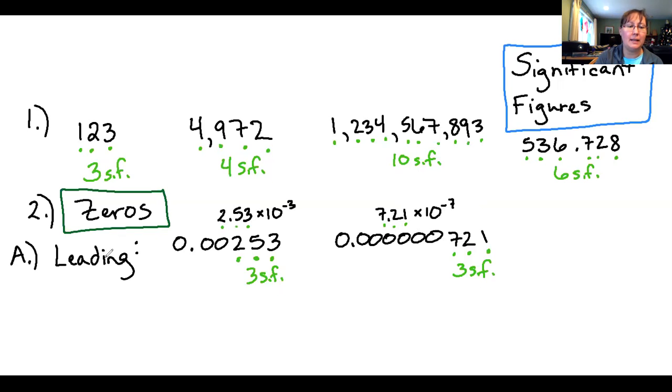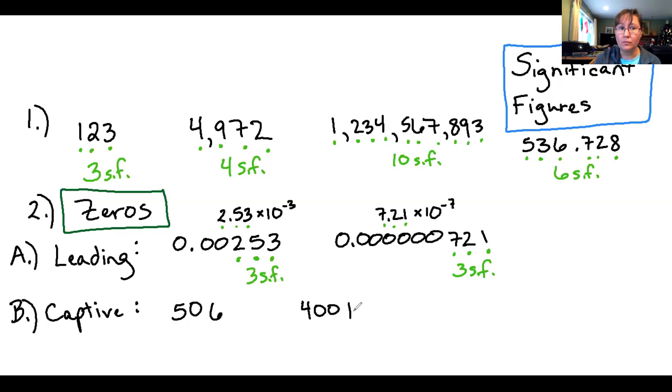Our second possibility are what they call captive zeros. Now, captive zeros are zeros that are between 2 non-zero digits. For example, 506 or 4001. Or maybe 130.706. All right. In all of these cases, the zeros count because they're bracketed by non-zero digits.